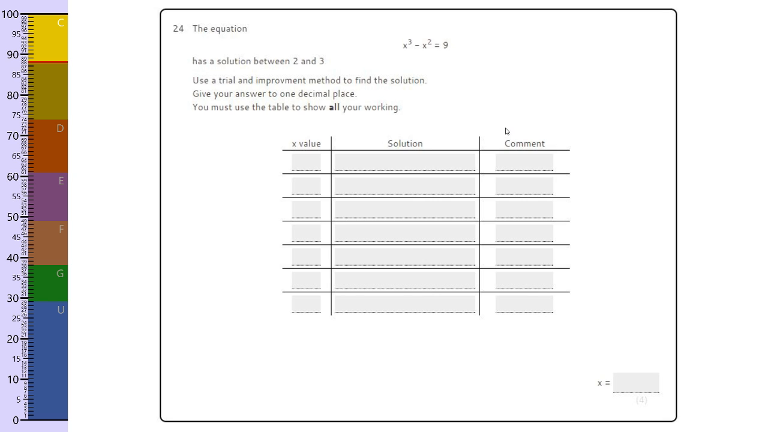So to do trial and improvement, basically we're just guessing numbers and seeing how close to the answer we get. If the answer we get is too high, we just pick a smaller number. It tells the solution between 2 and 3, so that gives us a massive head start. So, first number to pick, well, we have no idea whereabouts between 2 and 3 it is. So I'm just going to split it down the middle. I'm going to do 2.5.